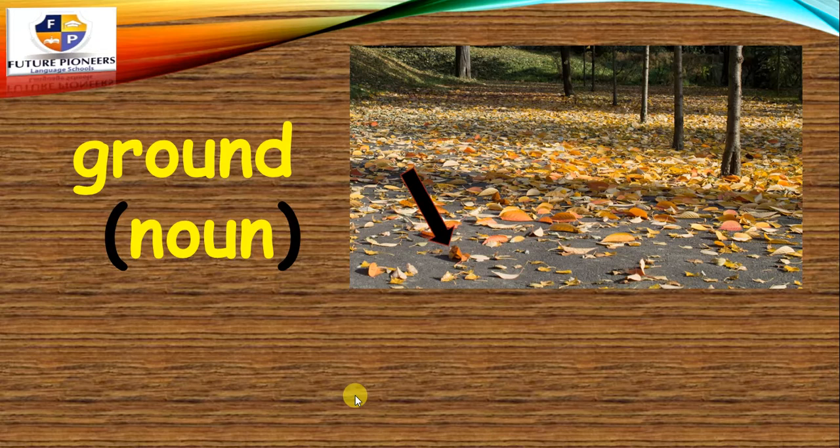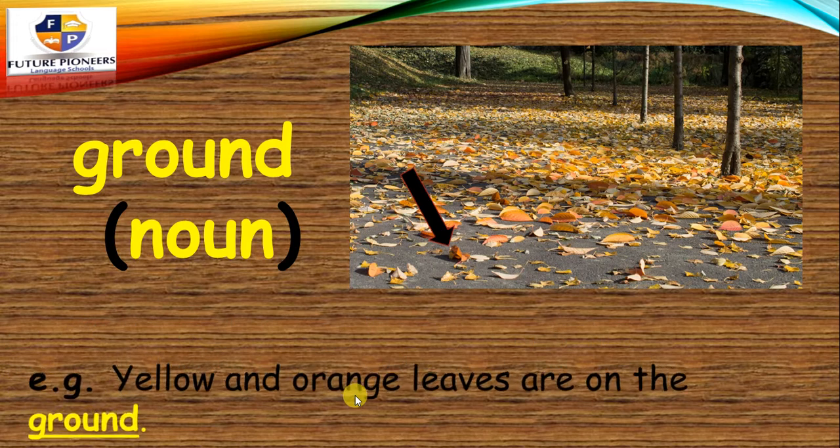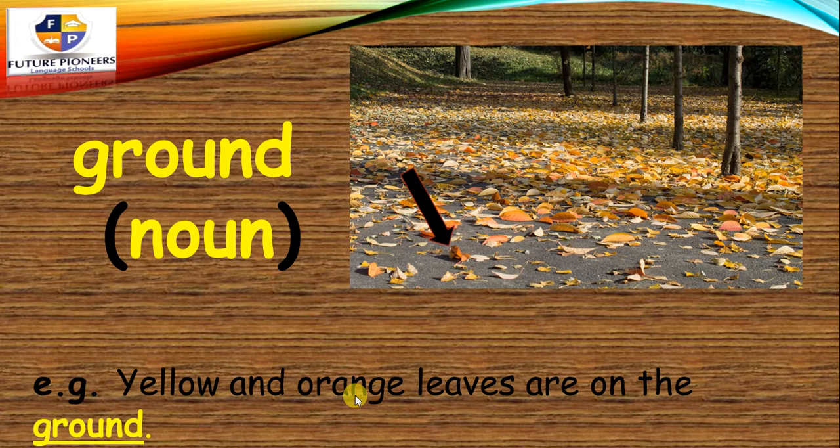Next is, it's also a picture where the arrow is pointing to the leaves falling down on the ground. It's a noun. It means the solid surface of the earth. Ground. Example: yellow and orange leaves are on the ground. Ground. Again, the solid surface of the earth. And it's a noun.